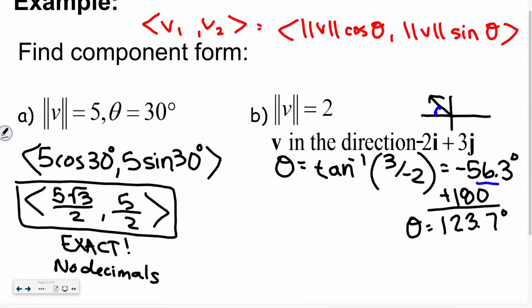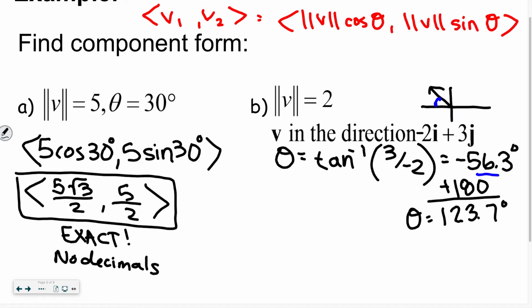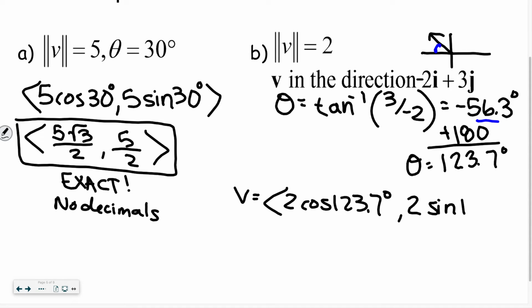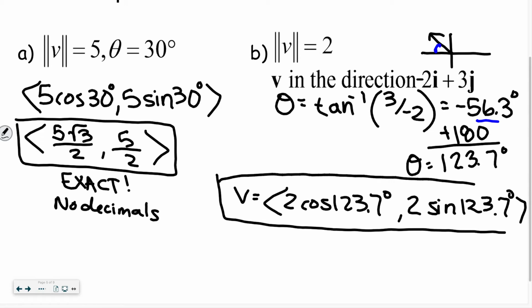So now I can go back up to what I have at the top of the screen, and I can write component form. Magnitude times cosine, magnitude times sine. And I have my angle. That'd be 2 times cosine 123.7 and 2 times sine 123.7. And this is an example where I've already rounded the angle when I did inverse tangent, because it wasn't a nice number, right? So I'm just going to leave it in that component form. That's fine.